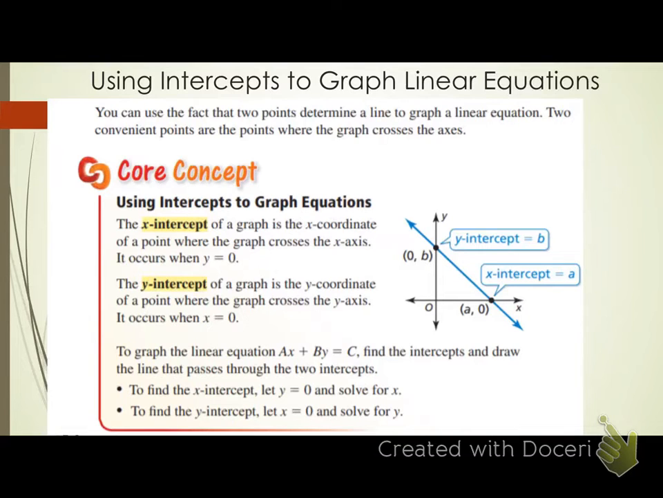To graph the linear equation ax plus by equals c, what is this form? We wrote this down at the beginning of the notes. Standard form. Ax plus by equals c. So if you have an equation in that form, to graph it, find the intercepts and draw the line that passes through the two intercepts. I'm going to find my x-intercept, find my y-intercept. That's 2 points on my graph. That's all I need. I can graph using those 2 points.